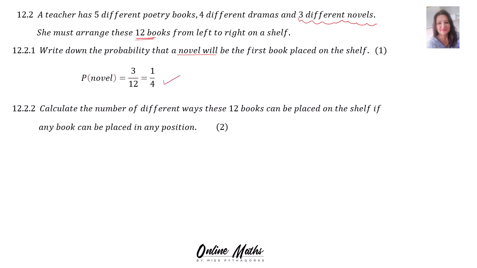Number 2, calculate the number of different ways these 12 books can be placed on the shelf if any book can be placed in any position. That can only be 12 factorial. And you can even work this out with your calculator, and this is worth 2 marks.